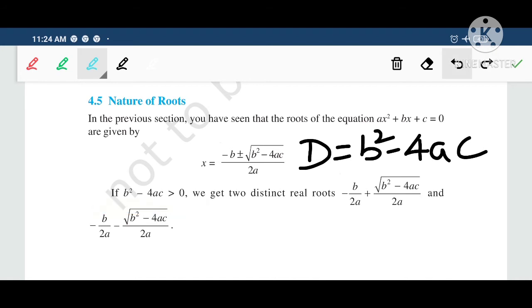How do we get two distinct real roots? In this formula, minus b plus or minus is there, so we need to separate the roots. One we take as plus and the other we subtract. So minus b plus square root of b square minus 4ac by 2a, and minus b minus square root of b square minus 4ac by 2a.